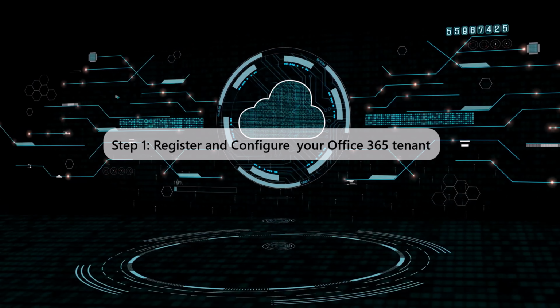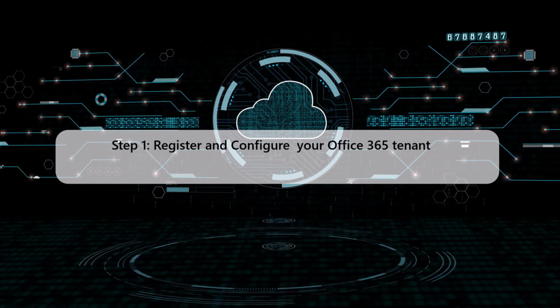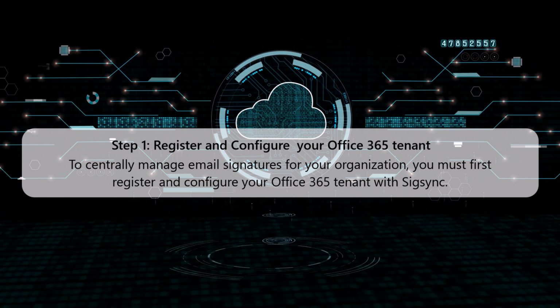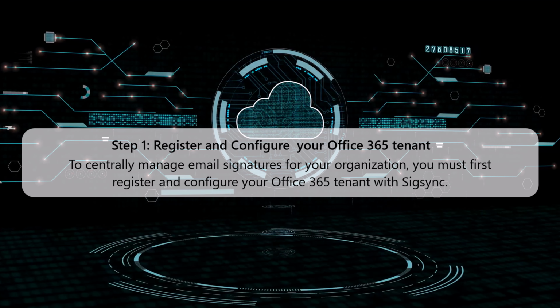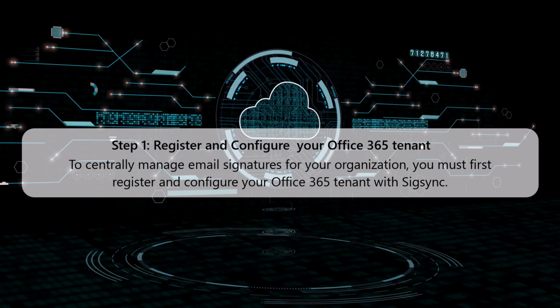Step 1. Register and configure your Office 365 tenant. To centrally manage email signatures for your organization, you must first register and configure your Office 365 tenant with Sigsync.